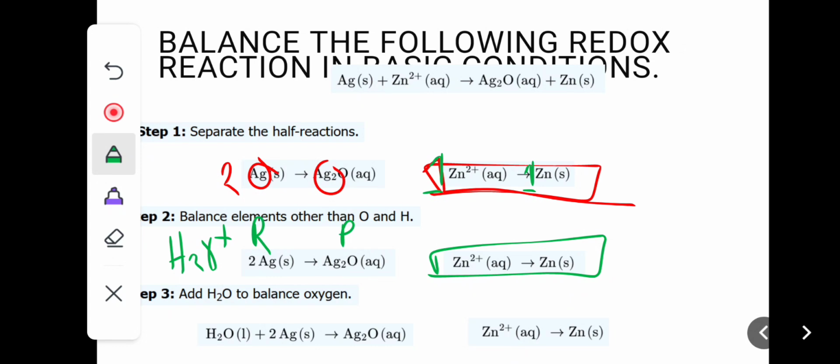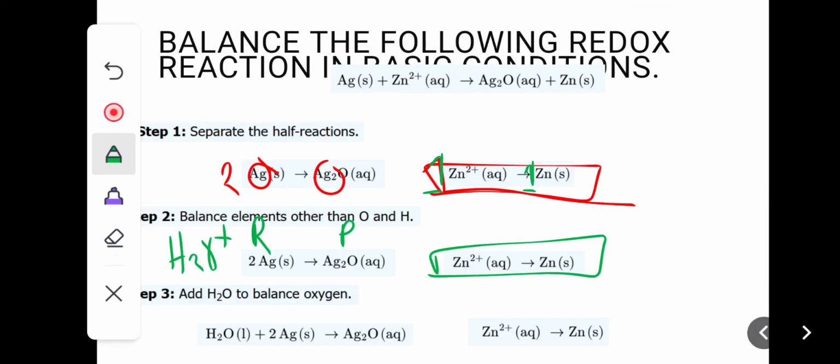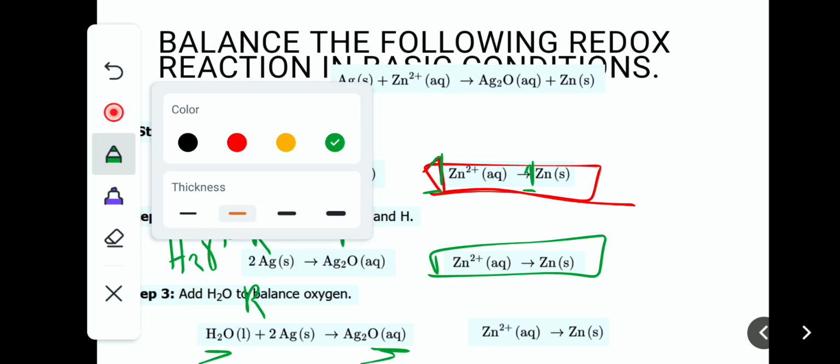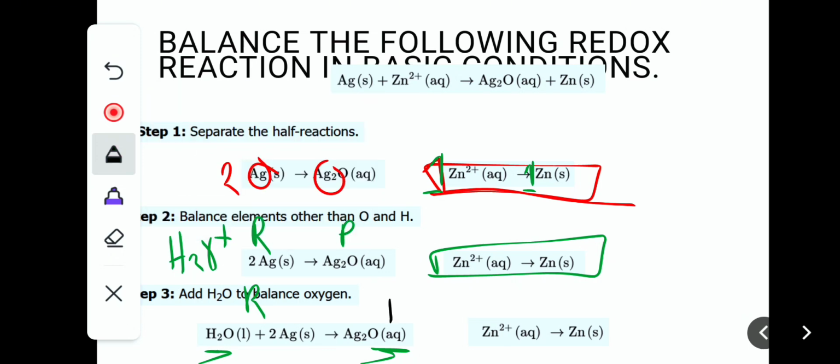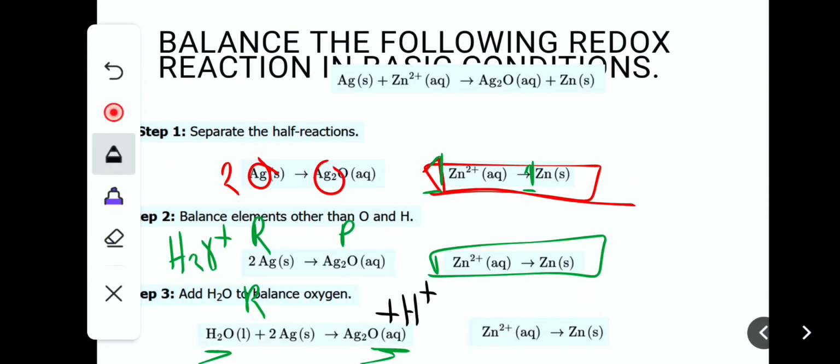What is the next step? Step 4. Step 4 is balancing the hydrogen protons. We said we're going to balance the hydrogen protons by adding the hydrogen proton. So from here, how do you think we're going to balance the hydrogen atoms? On the reactant side, we have 2 hydrogen atoms that we got from the water that we added. So we need to add 2 hydrogen protons on this other side. And how are we adding these 2 hydrogen protons? We're just going to say plus H and a plus on top there. This is basically how we do it.